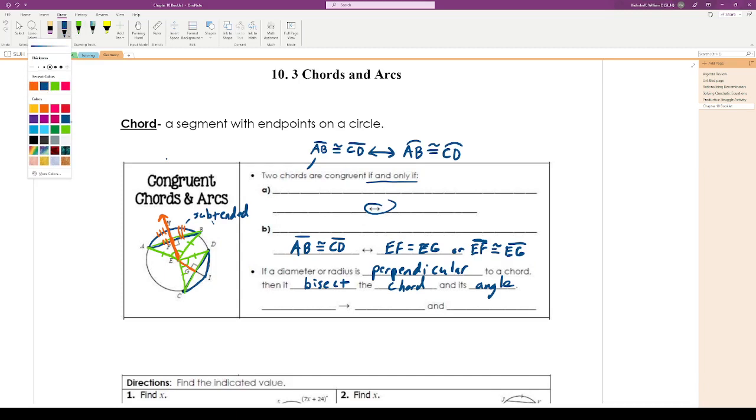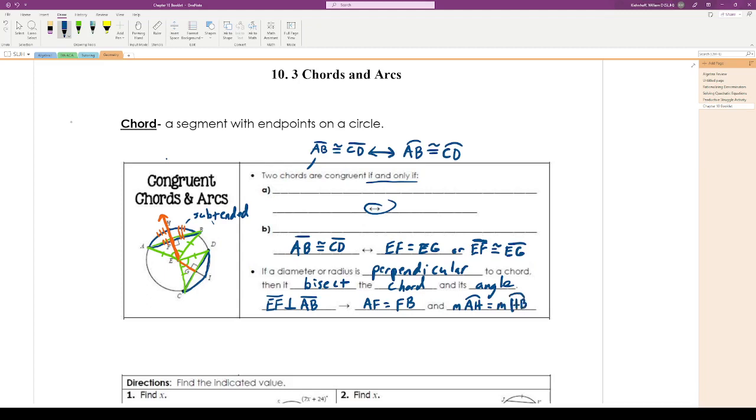So how would we write that as a biconditional? So we would say if EF is perpendicular to AB, then we know that AF equals FB. So that would be the segments. And we know the measure of arc AH is equal to the measure of arc HB.